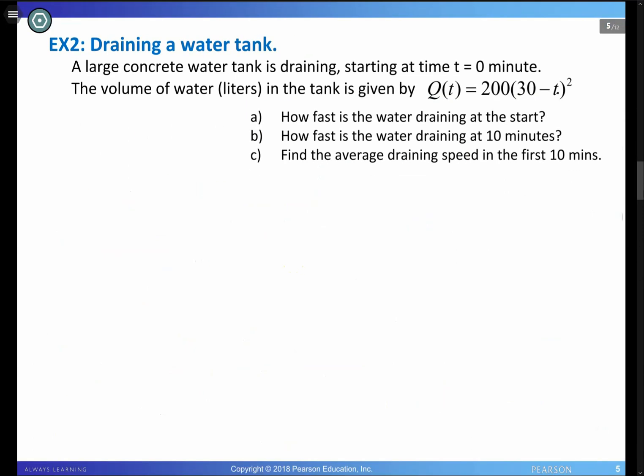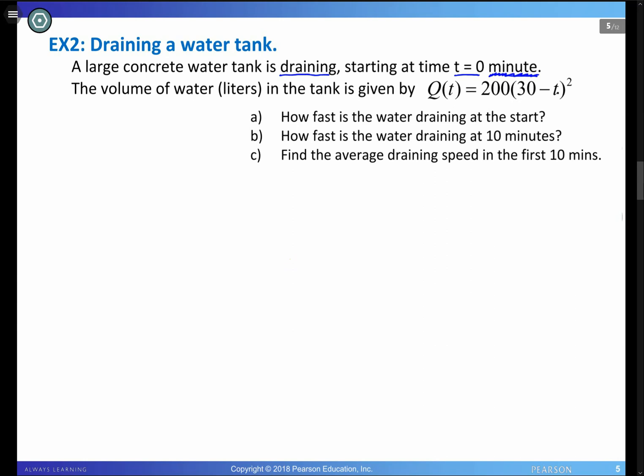In this example, we have a water tank and it's draining. That's what we know, draining water tank. The starting time, once again, at t equal to 0. However, the unit is minute. Keep this in mind. This is different from what we had in example number 1. In that one we had seconds, but here it's minute.